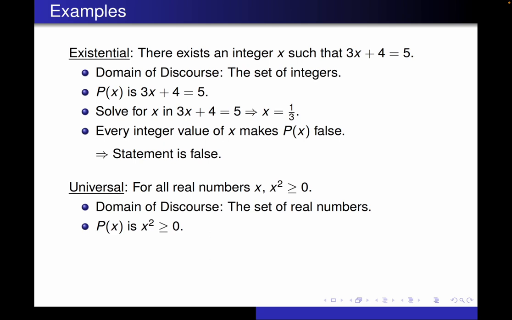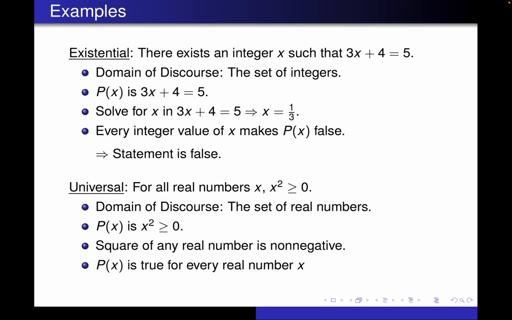If I plug in any real number for x, x squared greater than or equal to 0 is either going to be true or false. And it turns out, actually, it's never going to be false. If we square any real number, multiply any real number by itself, we'll never get a negative number, which means it's always going to be non-negative, which means that our P of x is true for every single real number x, and that means our statement is true.